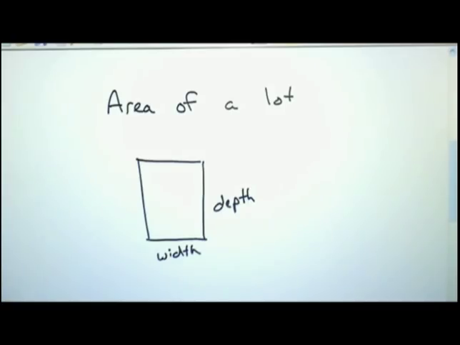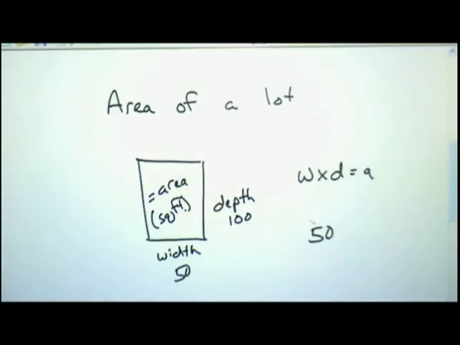Another skill you're going to need is to know how to figure out the area of a lot. The good news is for the test, all of our lots will be square, rectangular, or triangular. To figure out the area of a lot, which is typically measured in square feet, all we have to do is multiply the width times the depth, which equals the area. Again, the area is usually measured in square feet. Example, if my width is 50 feet and my depth is 100 feet, I multiply 50 times 100 and I come up with an area of 5,000 square feet.